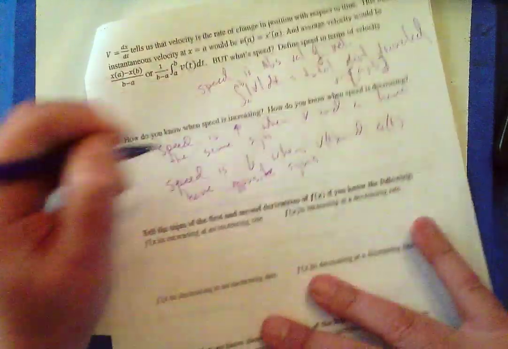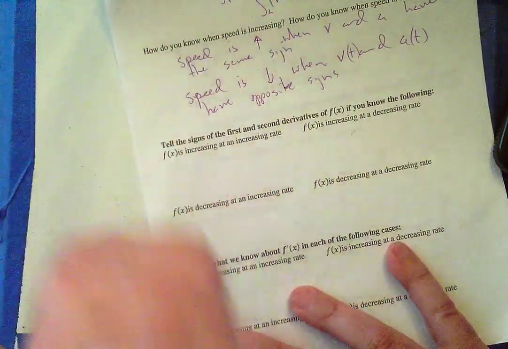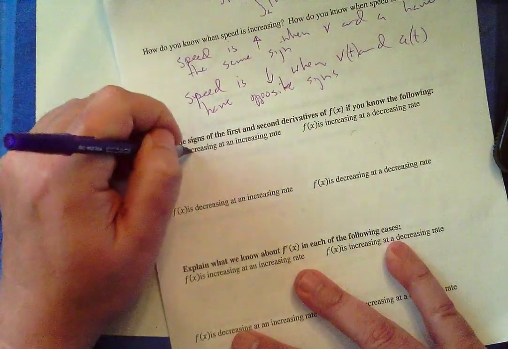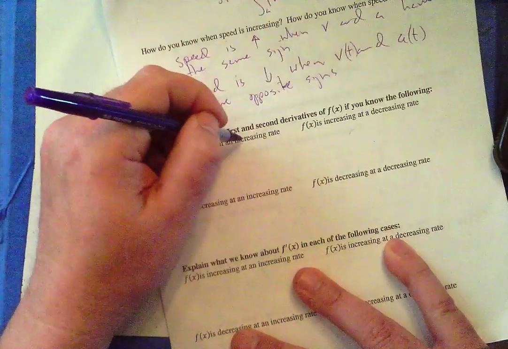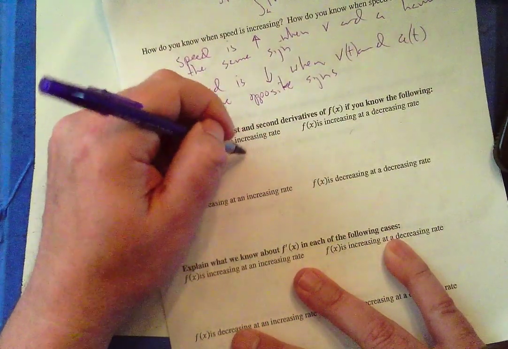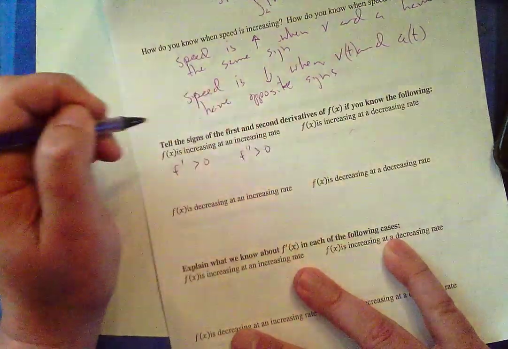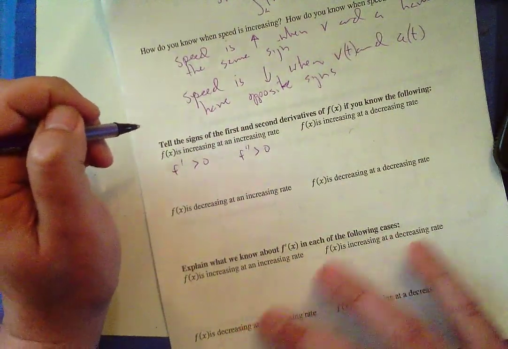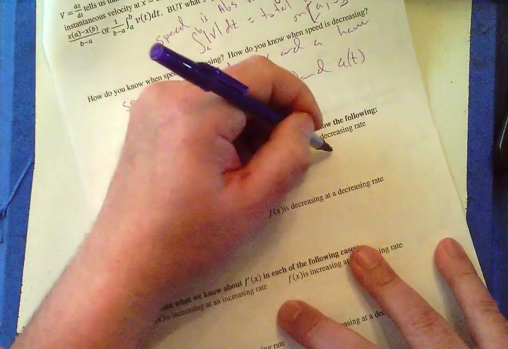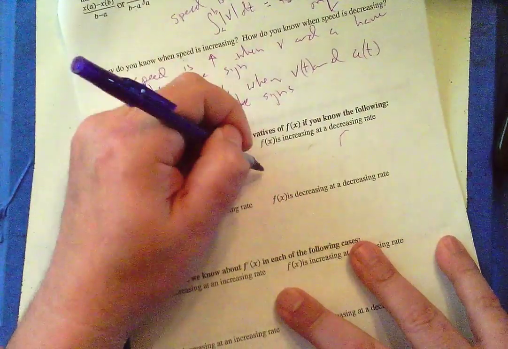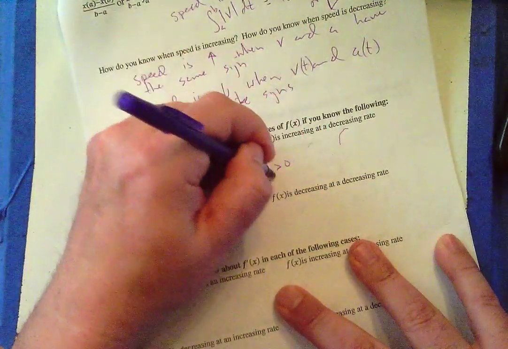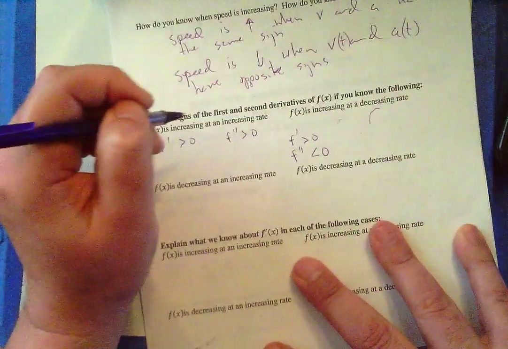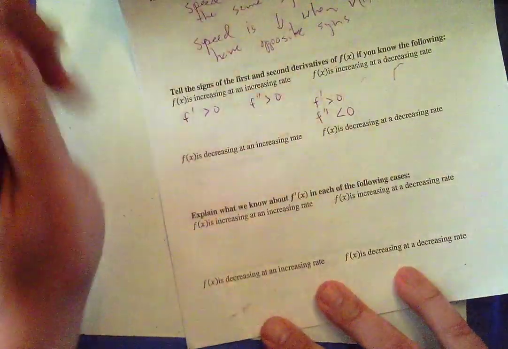Okay, tell the signs of the first and second derivative if you know the following. f is increasing at an increasing rate, so f prime is greater than 0, and at an increasing rate, f double prime must be greater than 0. f is increasing but at a decreasing rate, something that looks like this. So f prime is greater than 0, and f double prime is less than 0, because concave down, increasing at a decreasing rate.